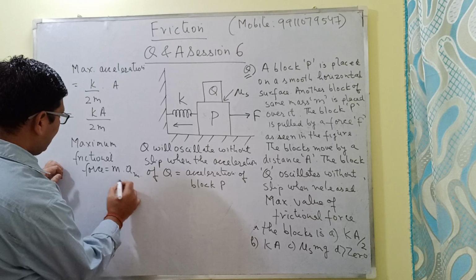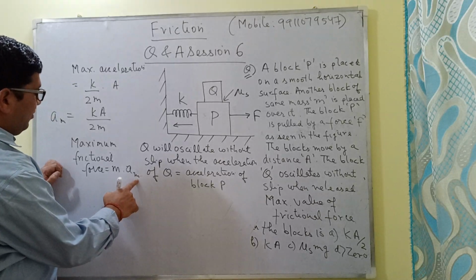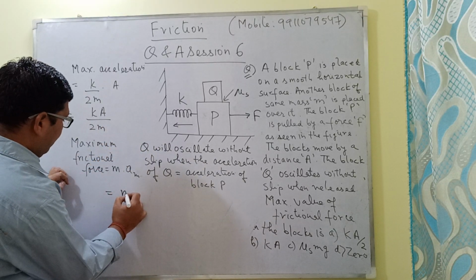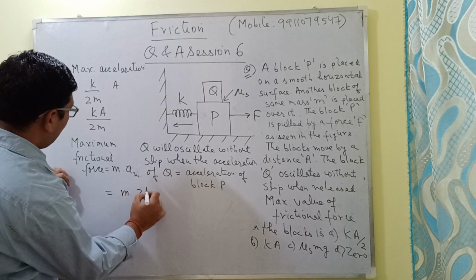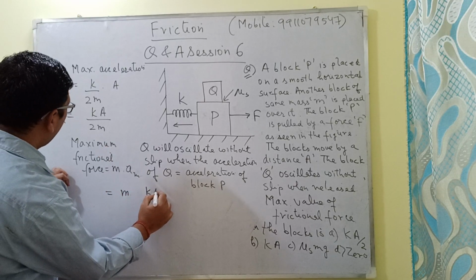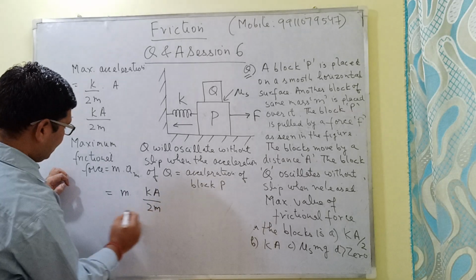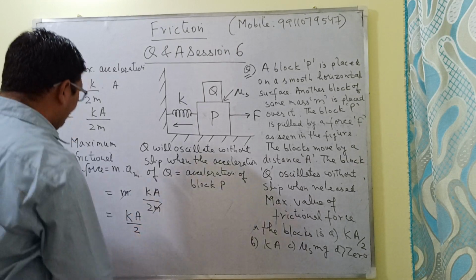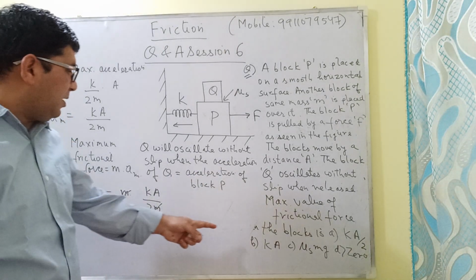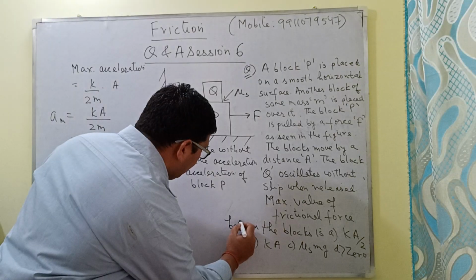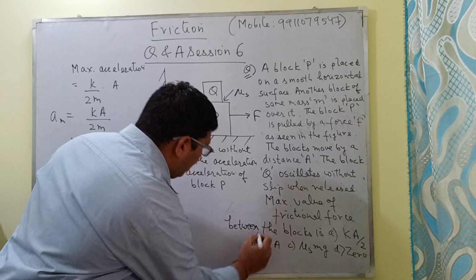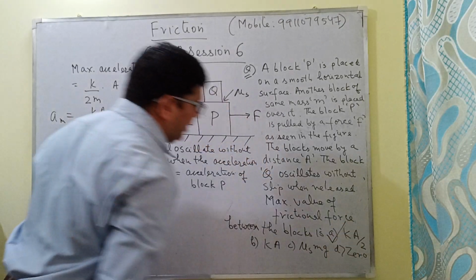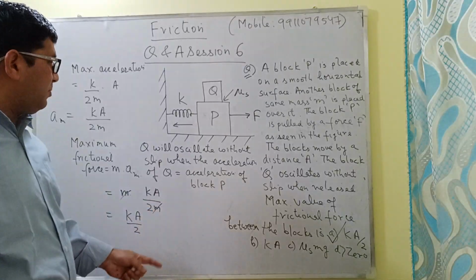The maximum frictional force is equal to m into am. Am is the maximum acceleration, which is equal to ka divided by 2m. So this will be m into ka by 2m, and m will get cancelled out. So this will be equal to ka upon 2. So the maximum frictional force between these two blocks will be ka upon 2. So the correct option is A. This is how this question has to be done.